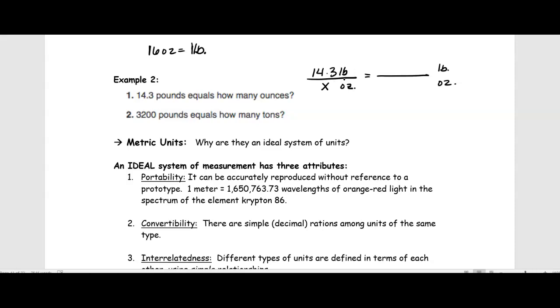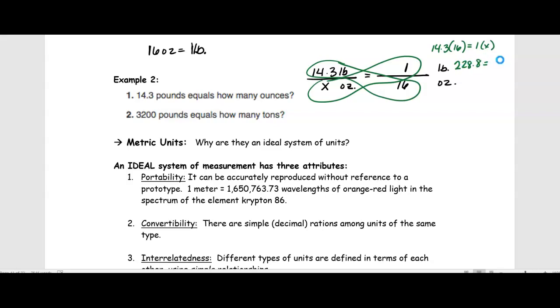So now I'm going to plug in my conversion. So I know that there are 16 ounces in 1 pound. And now I'm just going to cross multiply. So I do 14.3 times 16. So 14.3 times 16 equals X times 1, or 1X. So 14.3 times 16 is 228.8 equals 1X, or just X. So that's going to be your answer.